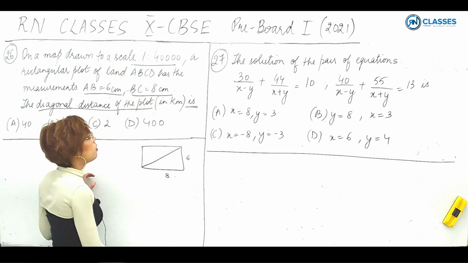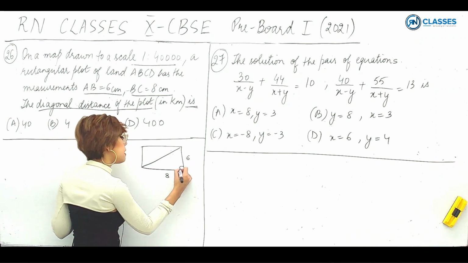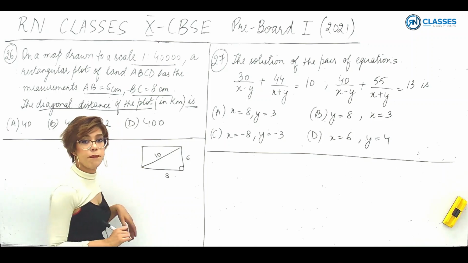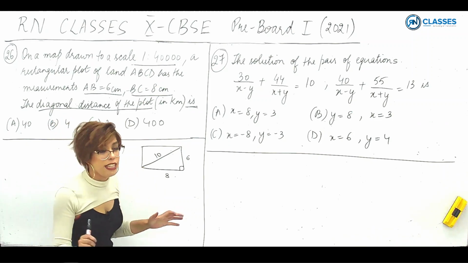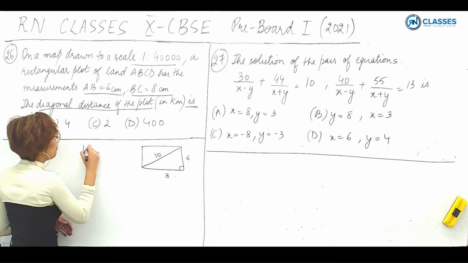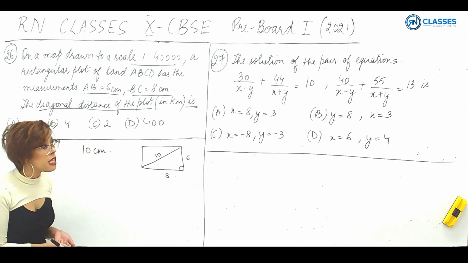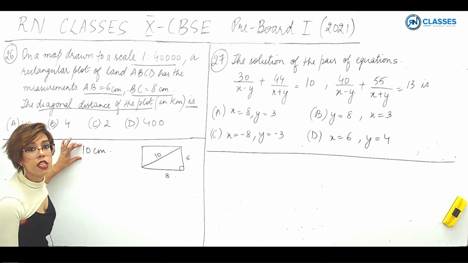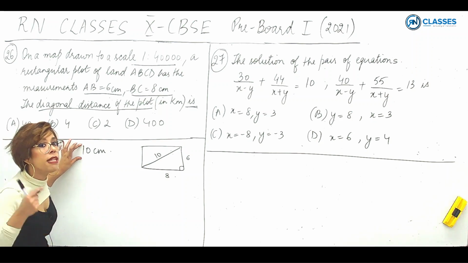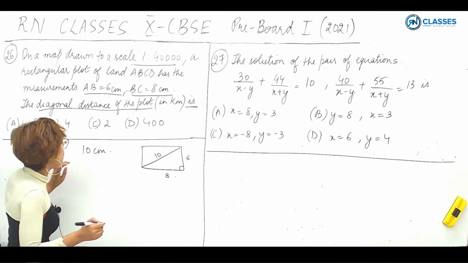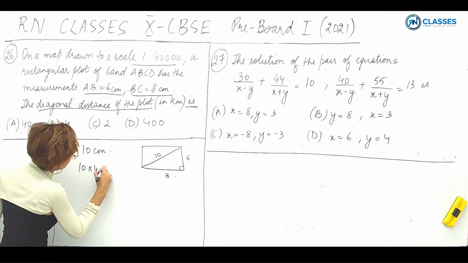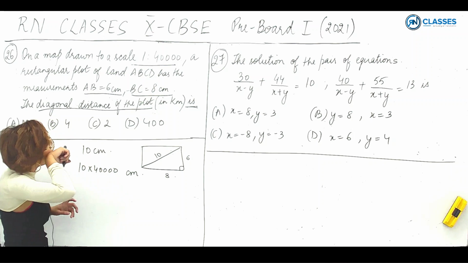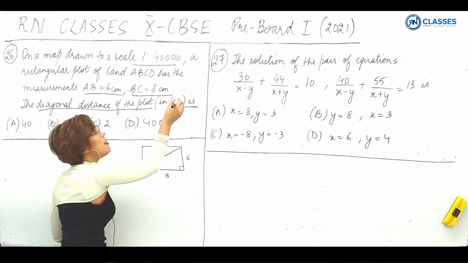Now I know this is 6, this is 8. I know this is 90 because rectangle is there. That means this length is 40. This length is 10, not 40. 10. So 10 centimeter. Right? So that means 10 centimeter on the map would be what? Would be how much centimeters on the plot? It would be 10 into 40,000 centimeter. Right? But mind it, I need the answer in kilometer.